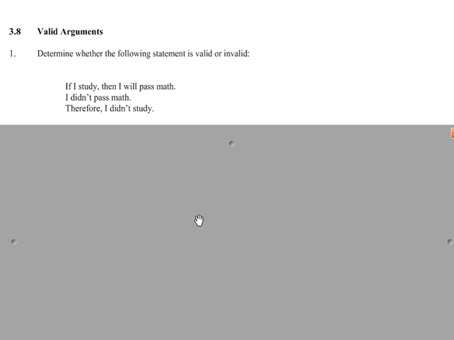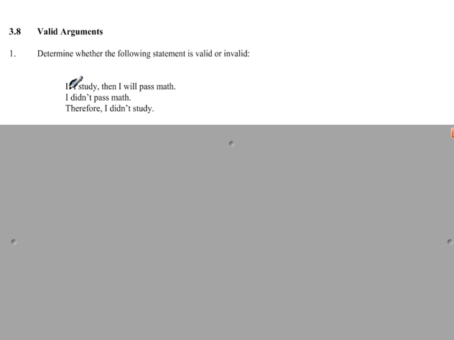This is the lesson for valid arguments. I'll be doing one example for you. Alright, if you're going to determine whether a statement is valid or invalid, what you have to do is first translate the English words to symbols.